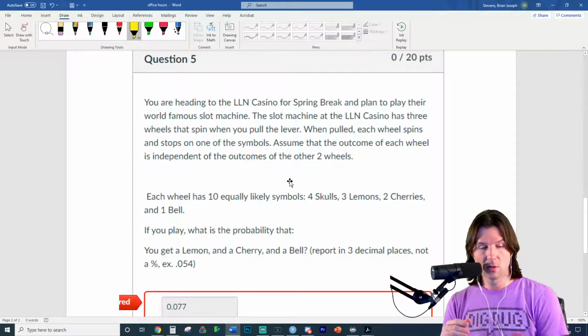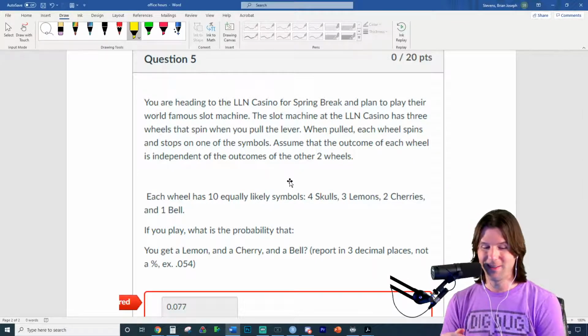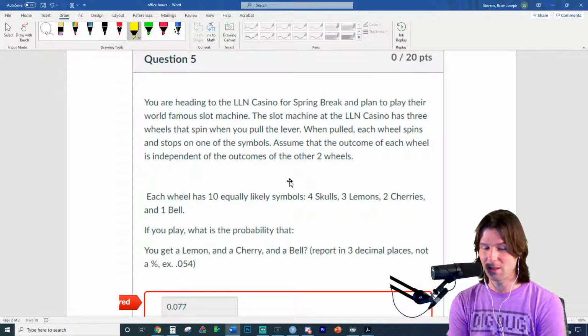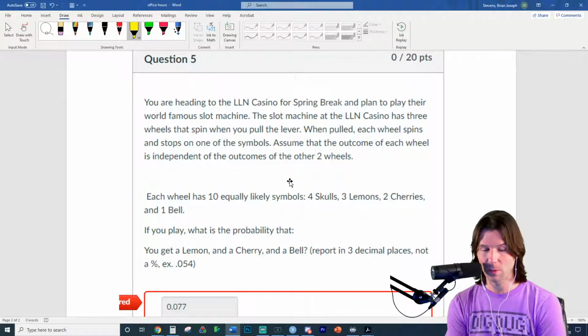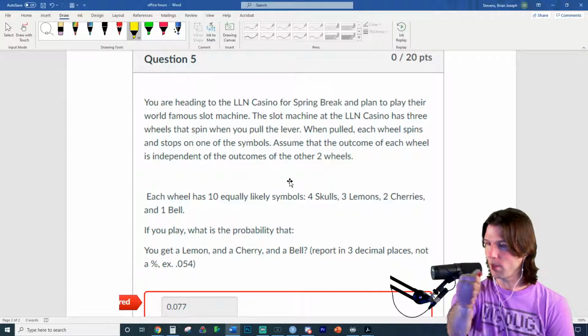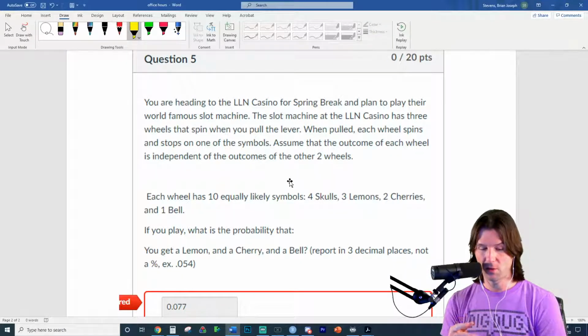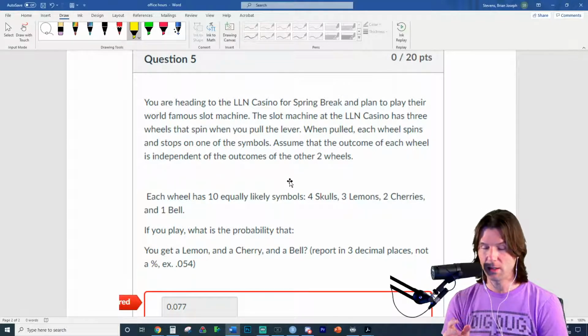You got it. So you're heading to the Law of Large Numbers Casino for spring break and plan to play their famous slot machine. The slot machine has 3 wheels that spin when you pull the lever. So you pull the lever, and then the wheels start spinning. Assume the outcome of each wheel is independent of the other 2 wheels.